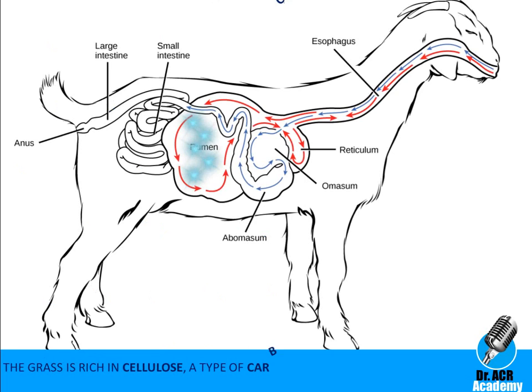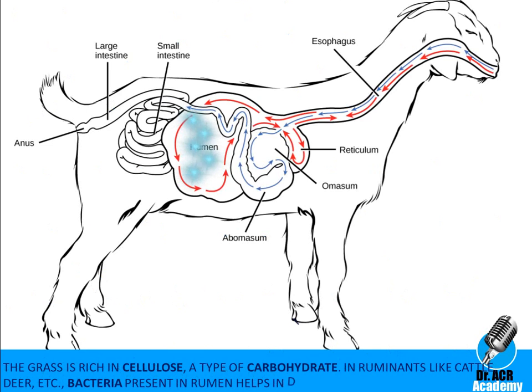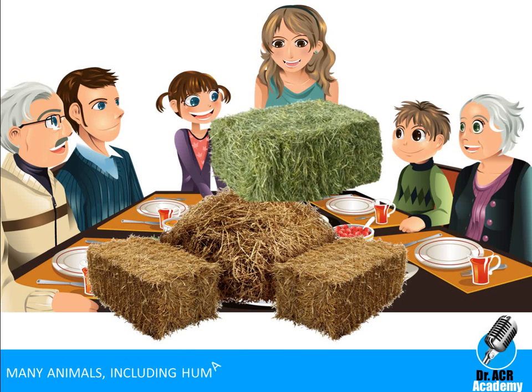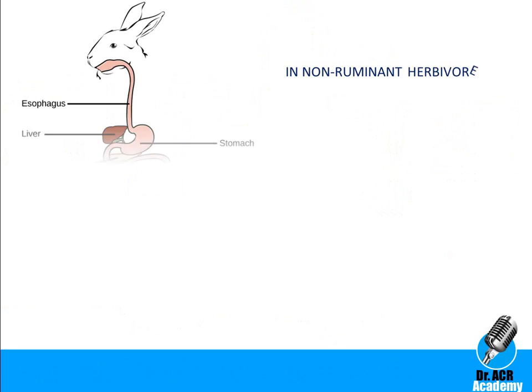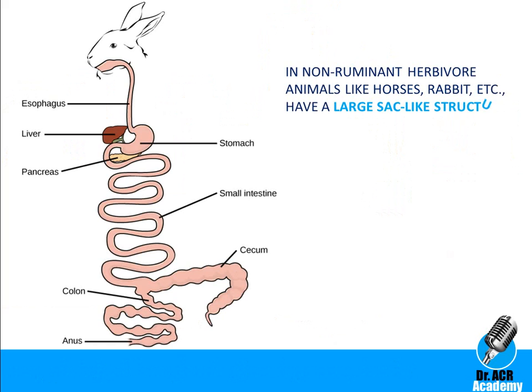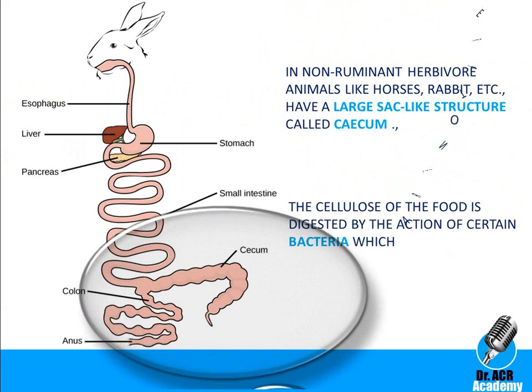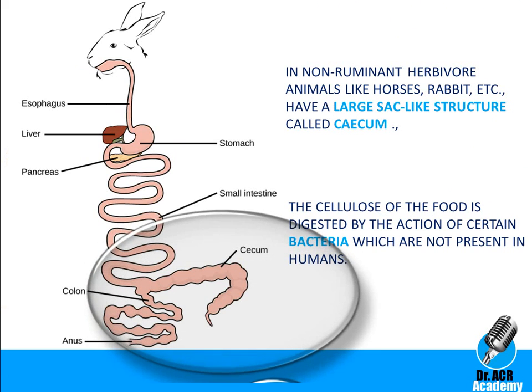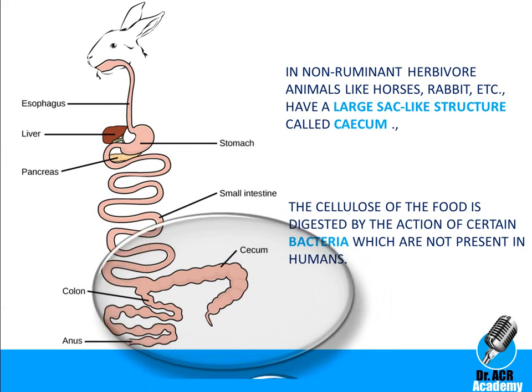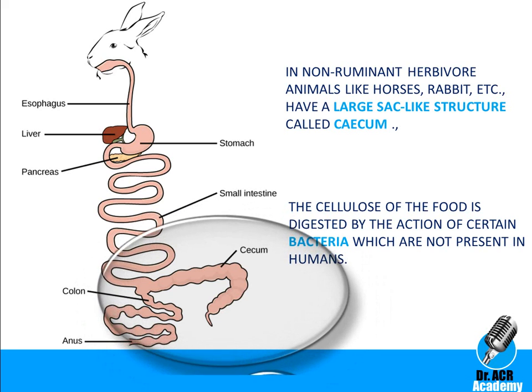The grass is rich in cellulose, a type of carbohydrate. In ruminants like cattle, deer, etc., bacteria present in the rumen help in digestion of cellulose. Many animals, including humans, cannot digest cellulose. Non-ruminant herbivores like horse, rabbit, etc., have a large sac-like structure called the cecum. The cellulose of the food is digested by the action of certain bacteria which are not present in humans.